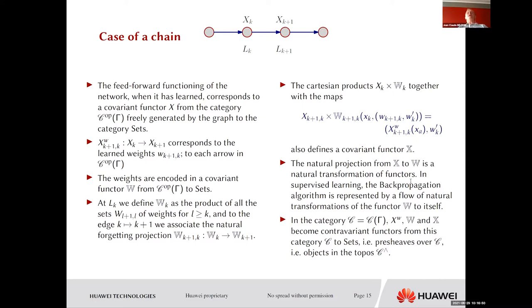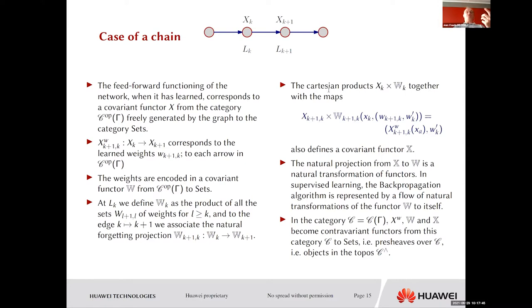And what is interesting is that if you consider supervised learning, which is the essential case we will consider here, then the backpropagation algorithm can be represented by a flow of natural transformations of the functor W to itself. And in this case, in the category C of gamma, X, W, and blackboard X become contravariant functors from this category to sets. That means that they are presheaves on C, and that means that they will be objects in the topos of presheaves. Okay, so this is the case of a chain, which is quite simple, because in all these settings we will have objects and natural transformations in the topos of presheaves based on this simple site.